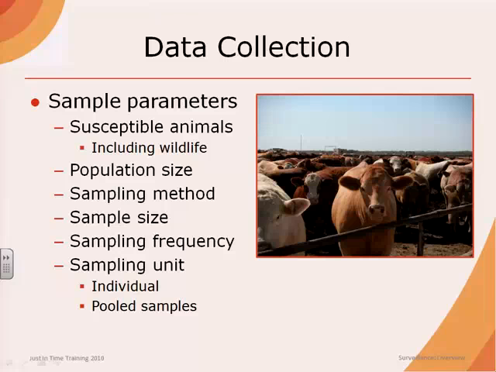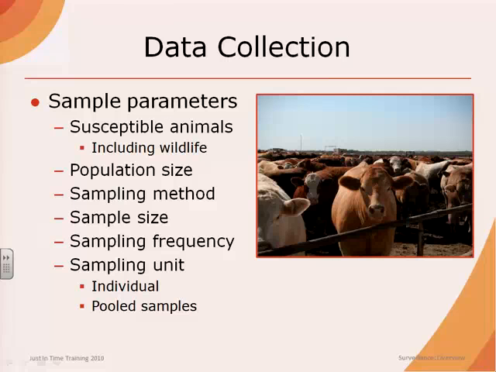If and when samples are collected, you will need to know what animals you need to collect from. This may include susceptible wildlife species. What is the sampling method? Will you be collecting blood samples or tissue samples or some other type of sample? What is the needed sample size for a particular premises? Or should samples be from individual animals, or are pooled samples needed?